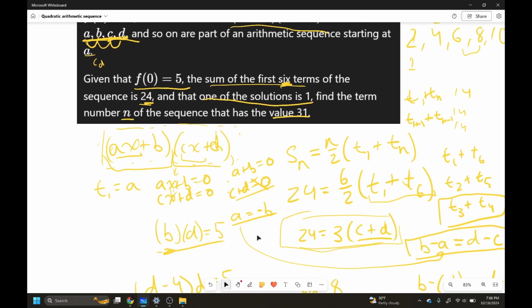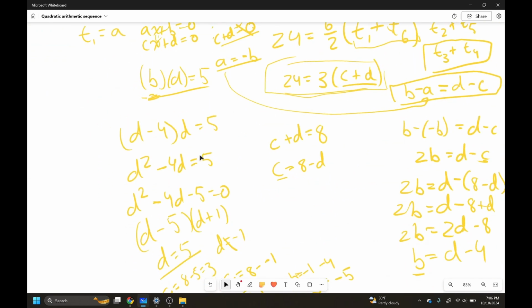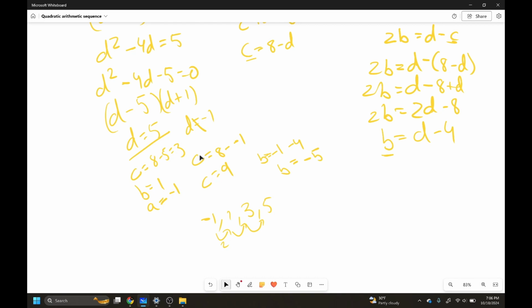We were asked to find the term number n of the sequence that has a value of 31. This we can just do by setting up an equation. We know that the first term is starting at -1, and we have a difference of 2 being applied every term minus 1. Whatever comes over here will be our solution to the term. And we know that we want 31 over here, and we're finding the term number that satisfies that.